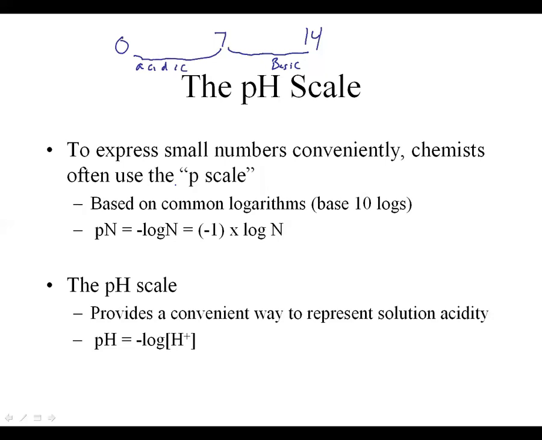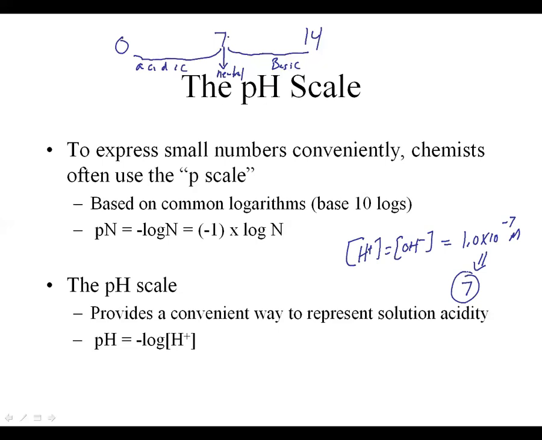The reason dead on 7 is neutral goes back to the earlier question. When we are technically neutral, the H plus concentration equals the OH minus concentration, and they both have a value of 1 times 10 to the minus 7 molar. When you calculate the pH at that point, the pH comes to exactly 7. So because those are equal to each other, and the H plus concentration is 1 times 10 to the minus 7, right on 7 is neutral. We'll go with that for our class.